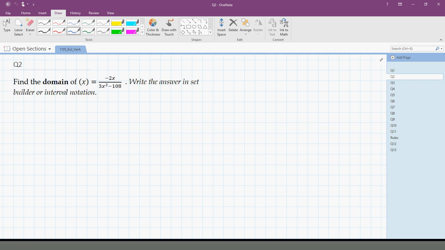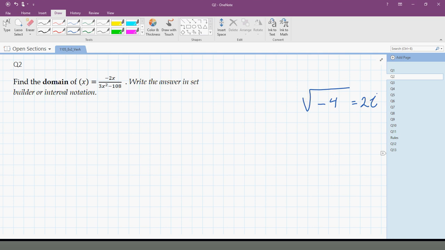Okay. Question number 2, we have to find the domain. Remember, when we're looking for the domain, we have two big restrictions to it. One is when we have a square root, because we cannot have negative numbers. That will give me a 2i, right? An imaginary number. And we're looking for real numbers. So we're going to look for what number will make the square root to be negative, so we don't use those numbers.